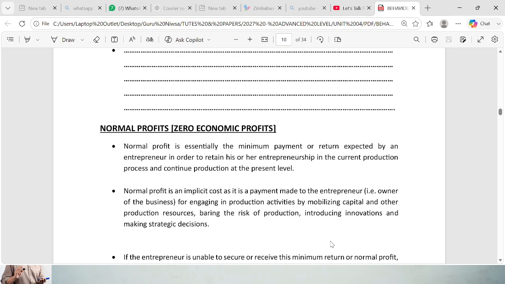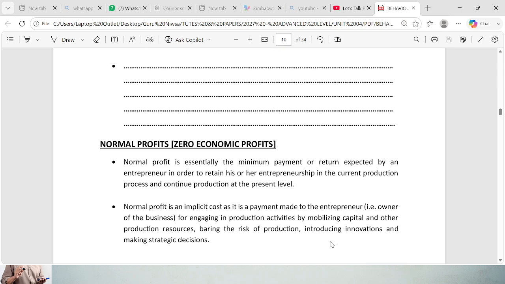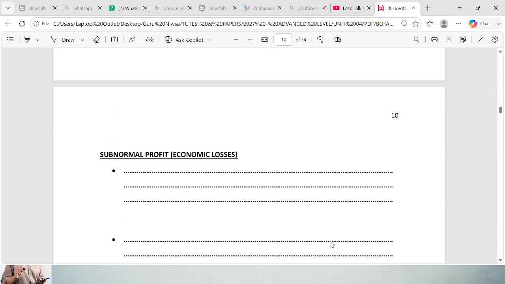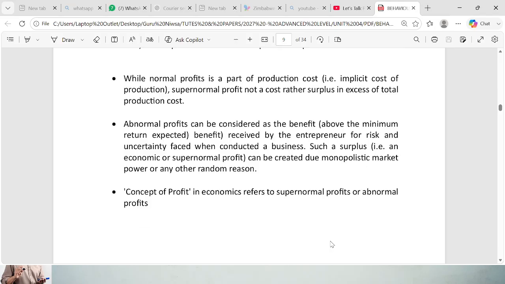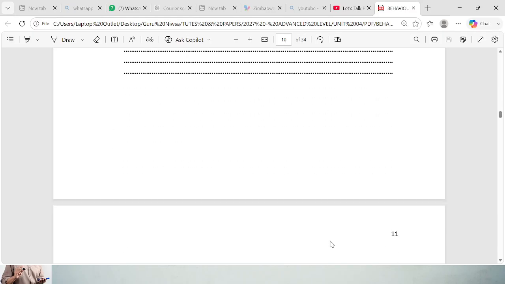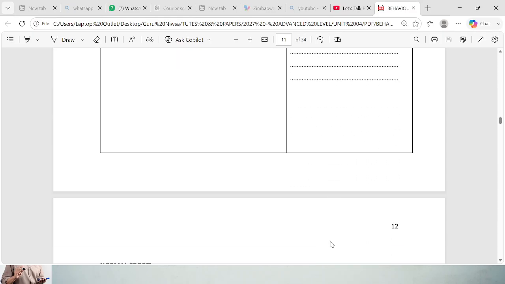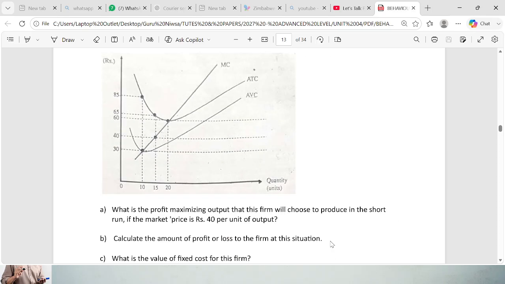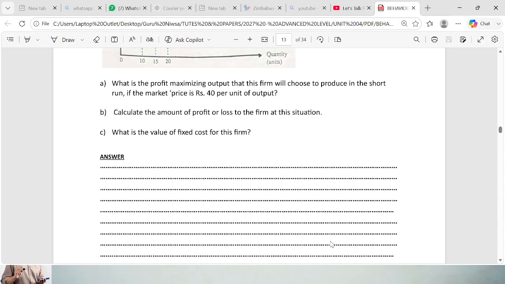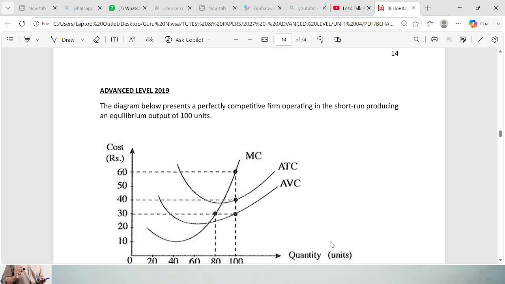Last day I explained supernormal profit, normal profit, and abnormal profit or economic losses. Graphical representation is three. And we did some calculations as well. Last day I completed the 2010 A level paper.